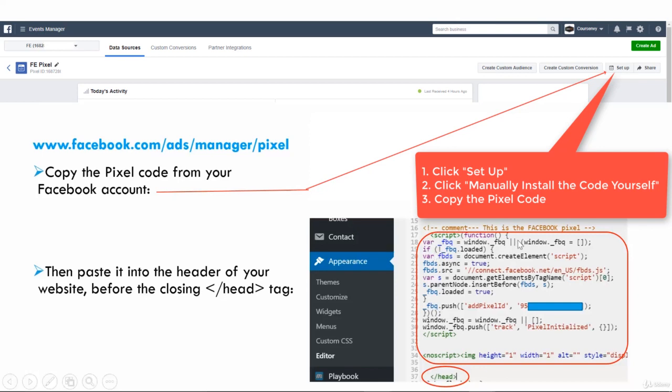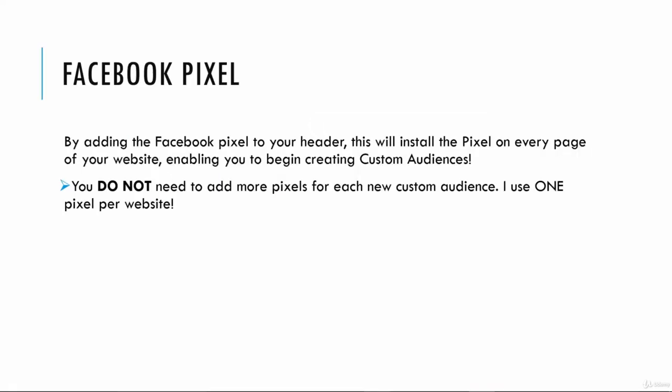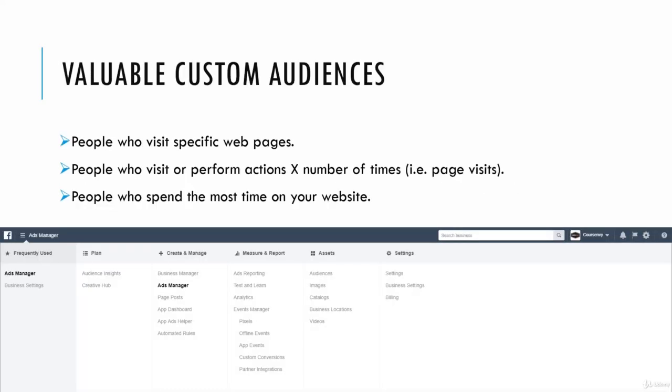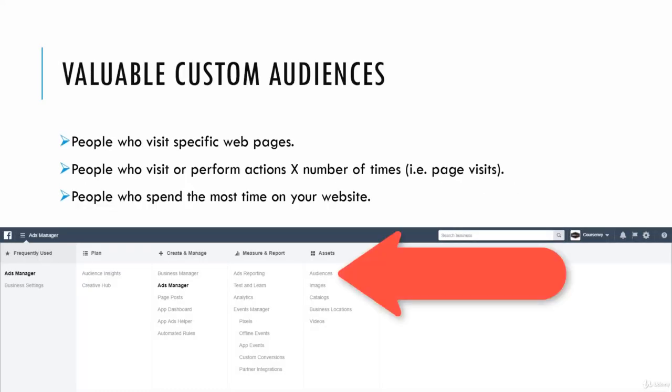Then depending on your website backend, you'll want to paste that into the header of your website before the closing head tag. So here's my Facebook pixel. I pasted it before the closing head tag. By adding your Facebook pixel to your header, you will install the pixel on every page of your website, enabling you to create these custom audiences. Remember, you do not need to add more pixels for each new custom audience. 1 pixel per website.